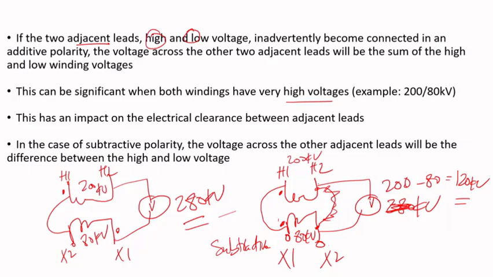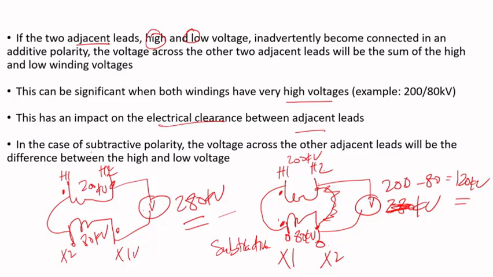So that's one difference between subtractive and additive. That's why the standards limited the additive polarity to 8,660 volts. So this can have an impact on the electrical clearance between the adjacent leads. In other words, in this case, H2 and X1 or H2 X2. If it's additive, that has more impact, because the two leads will see a voltage that's the sum of the high voltage and low voltage windings.